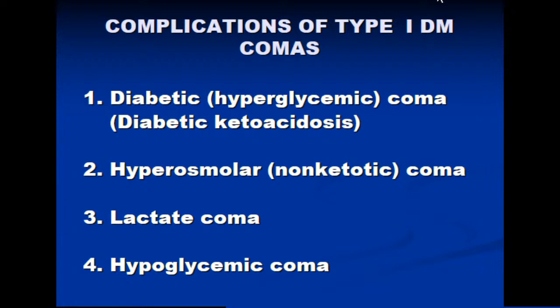Students, we continue our lecture. Now we will consider acute complications of diabetes mellitus. Acute complications are comas. There are following: diabetic hyperglycemic coma, diabetic ketoacidosis, hyperosmolar non-ketotic coma, lactate coma, and hypoglycemic coma.